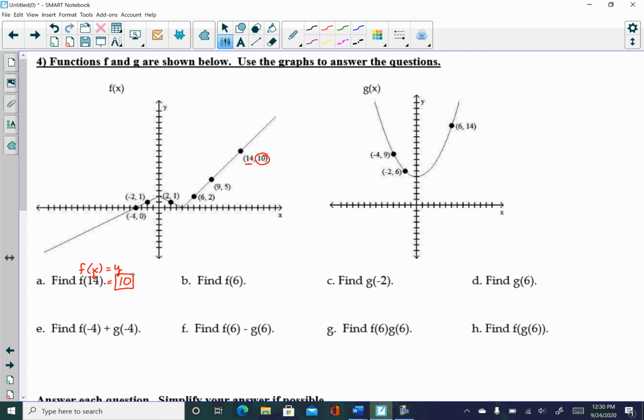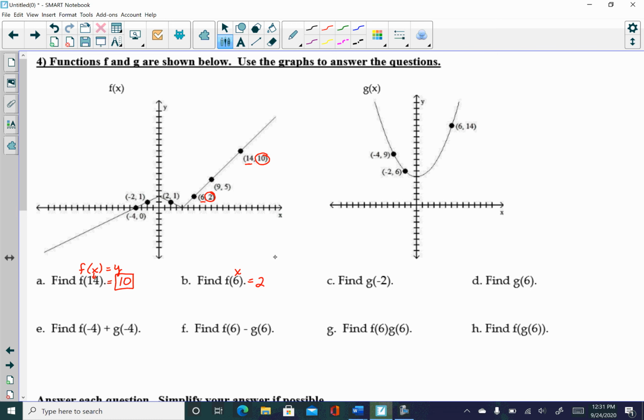All right, let's look at letter B. F of 6. What do you think that would be? If you let x equal 6, then the y value is positive 2. That would be your final answer there.